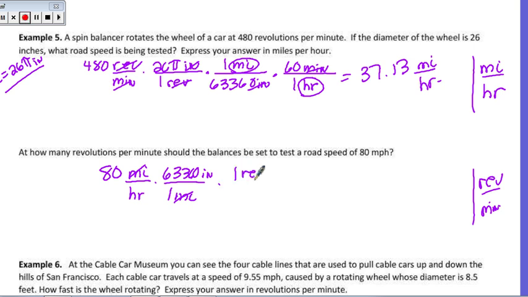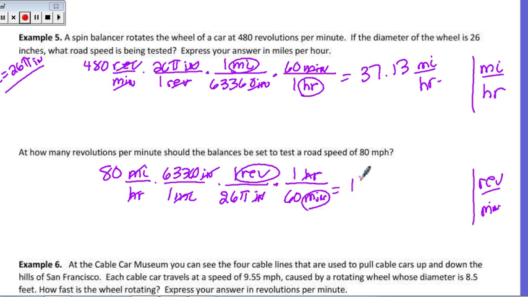So in 1 revolution, and our gateway to get from revolution into that length or distance is circumference. So we said that that is 26 pi inches. Now we've got the inches out of there. And the last thing I need to do is convert hours into minutes. So I need the hour out, so that's going to go in the numerator. And I know that there is 60 minutes in an hour. So the hour is now gone. I'm back to revolutions per minute.